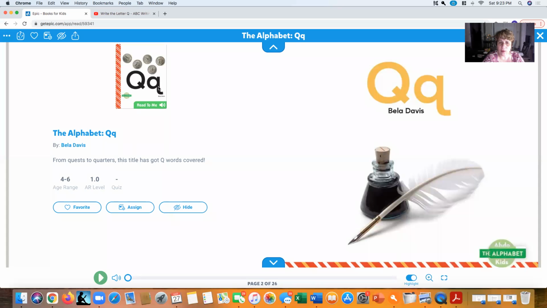Capital Q, lowercase q. You see on the cover of the book, you have some quarters. Those are coins that we call quarters. They were 25 cents. It's spelled with Q-U, quarters. Here we have the name of the author, Bella Davis. She drew the pictures and wrote some of the words in the book. And here she's using a picture of a quill. A quill is a type of pen that you dip in the ink and you could write with.